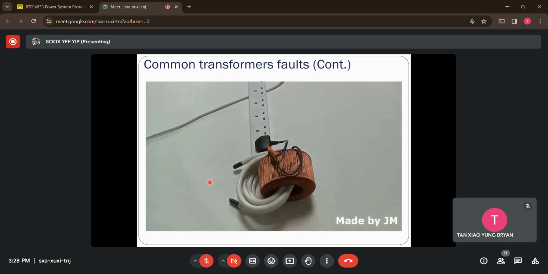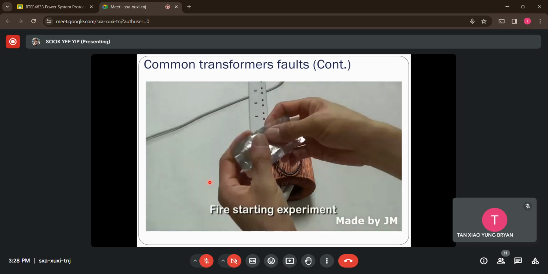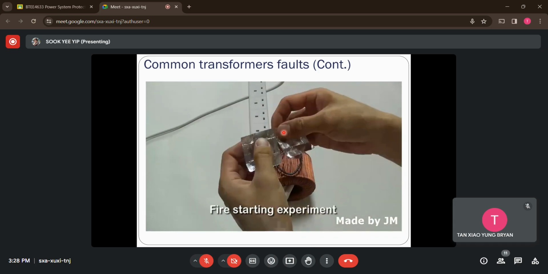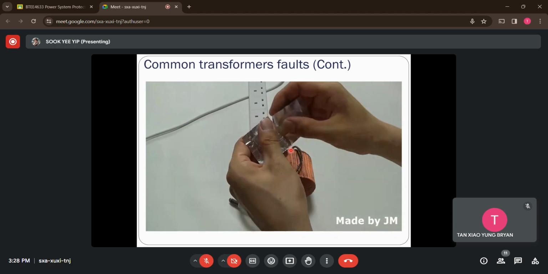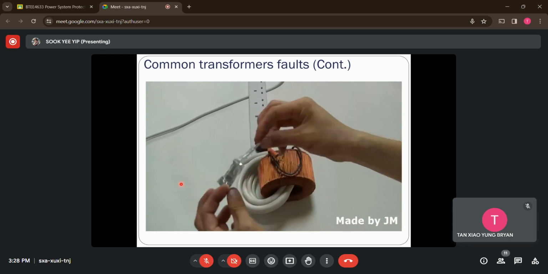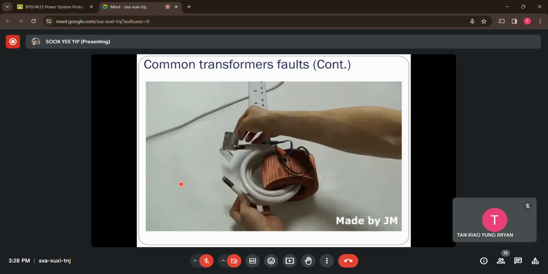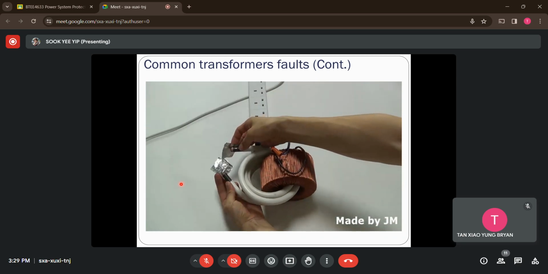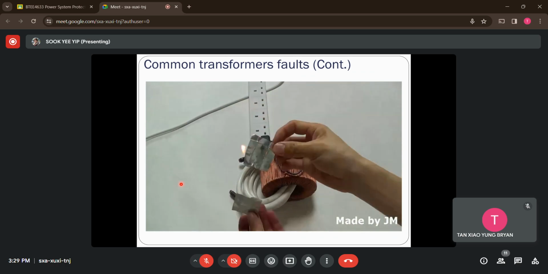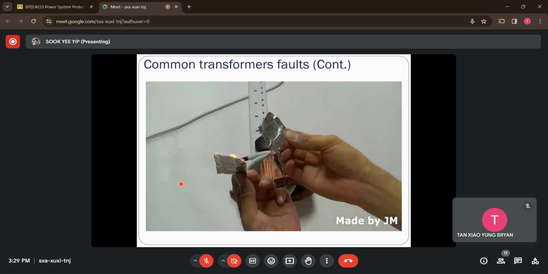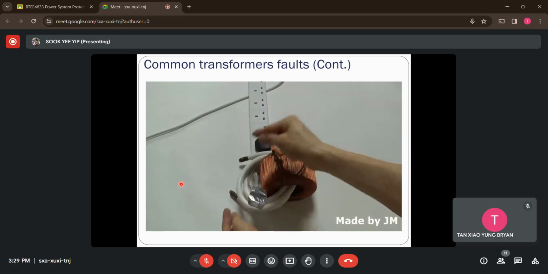But you will see that the current generated is actually very, very large. In a way, it can actually melt this aluminum foil. So let's see what happens if we connect this aluminum foil with these sections of the winding here, which is simulating a short circuit condition as well. You can tell the high current and the temperature there is high enough to cause a fire on this aluminum foil. So imagine this happens within the transformer tank.